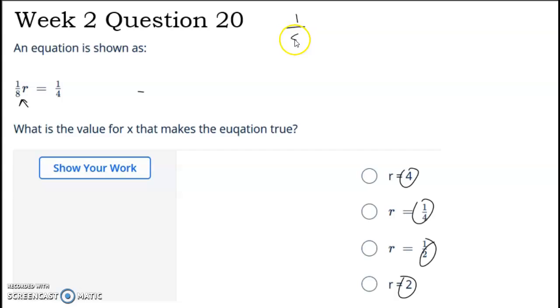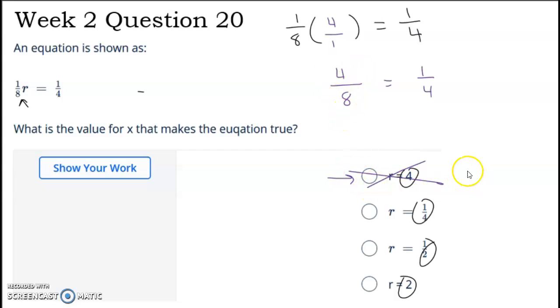So we have 1/8 times something equals 1/4. All right, so let's go ahead and try this one. Let's try 4. I'm going to make it a fraction because we like fractions. 1 times 4 is 4. 8 times 1 is 8. Does that equal 1/4? Well, no. This is 1/2 because if you divide both sides by 4, it'll give you 1/2. So it's definitely not this one. So let's try another one, trying to get to 1/4.